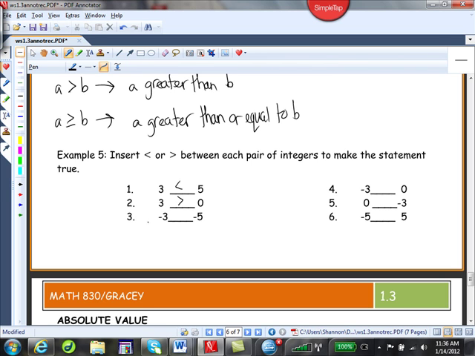Now be careful. Negative 3 is to the right of negative 5 on the number line. So negative 3 is greater than negative 5. Negative 3 is less than 0. Conversely, 0 is greater than negative 3. And negative 5 is less than positive 5.